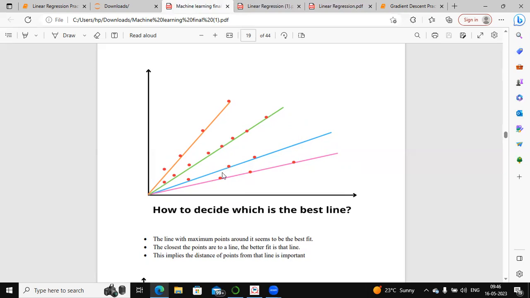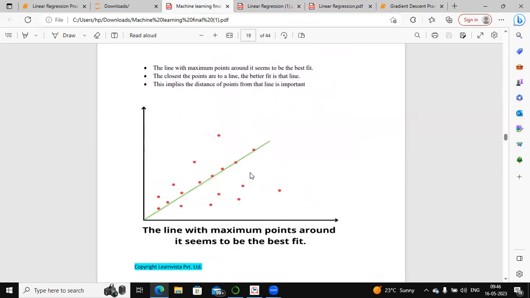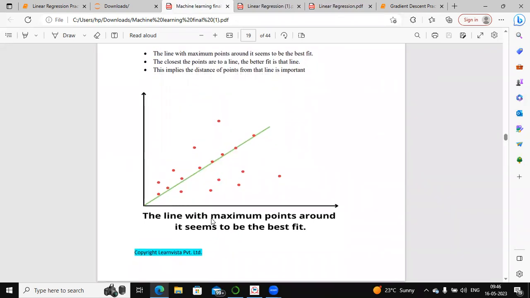This is the error, okay? So now let's just consider this is the predicted. This implies the distance of the points from that line is important. The line with the maximum points around it seems to be the best fit, okay?